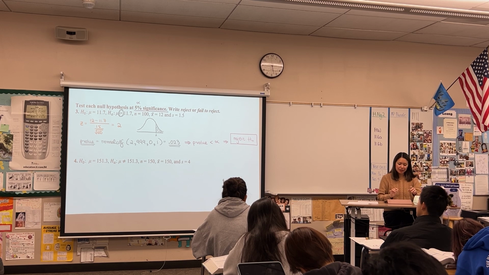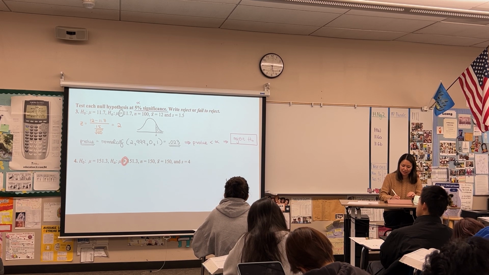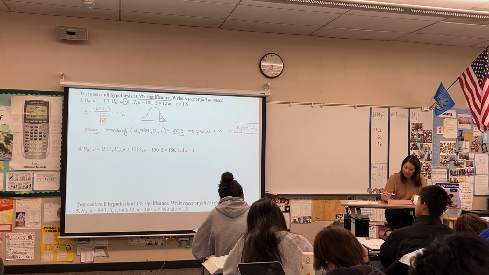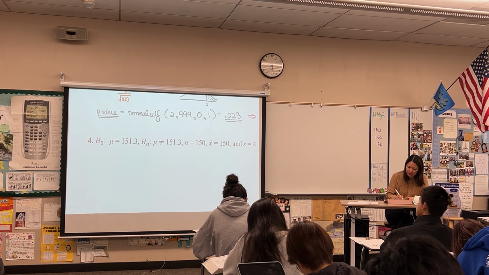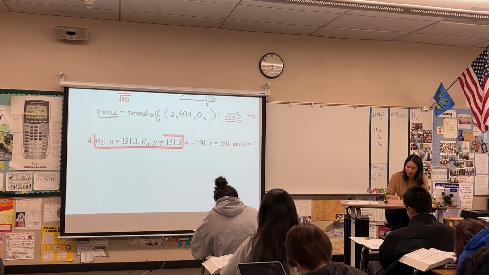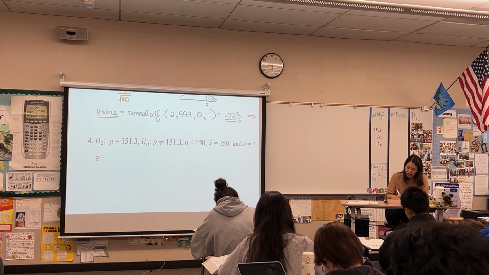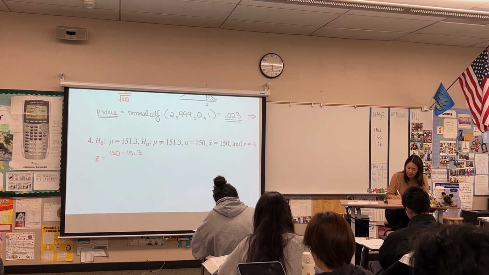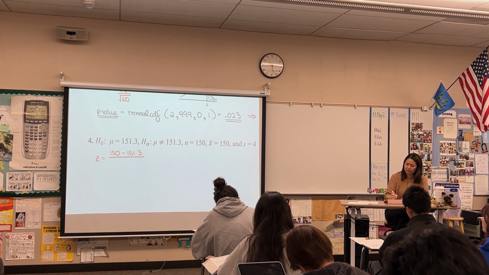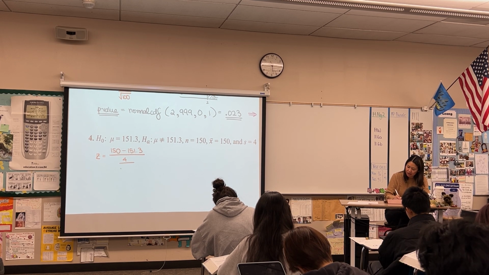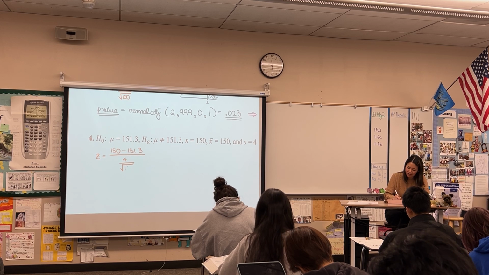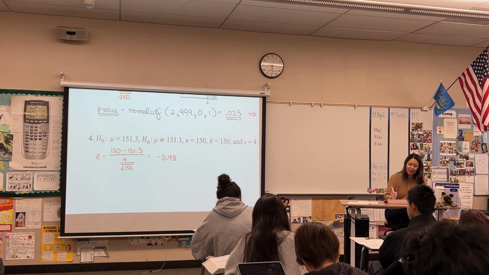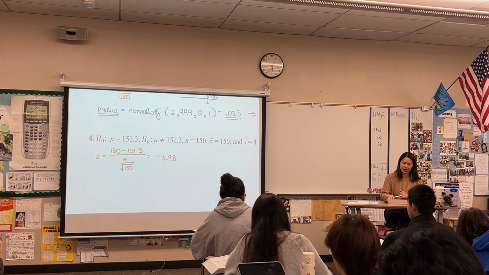Okay. Number 4, I want to show you this one because it has this not equal to there. I'll show you guys what to do with that. All right. So for number 4, same thing. We're going to go ahead and find the z since our null and alternative, step 1, is already done. All right, so our z, we got our sample mean of 150, population mean of the null hypothesis at 151.3, sample standard deviation of 4, divided by the square root of sample size of 150. All right, that ends up getting me negative 3.98. All right, I trust you guys can type that into your calculator yourself.